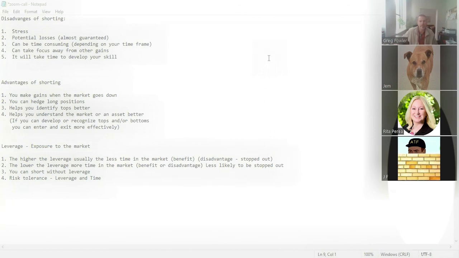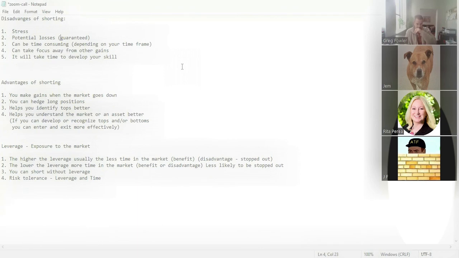Obviously, the crypto market can be stressful with its ups and downs. And then you throw in shorts and throw in leverage, depending on the amount of leverage you want to go up to, that could cause a lot more stress. The potential losses when you're getting in there, I had almost guaranteed. I actually need to change that to guaranteed because that's the actuality. You're probably 100% guaranteed when you're just starting out with shorting, you're going to have some losses.